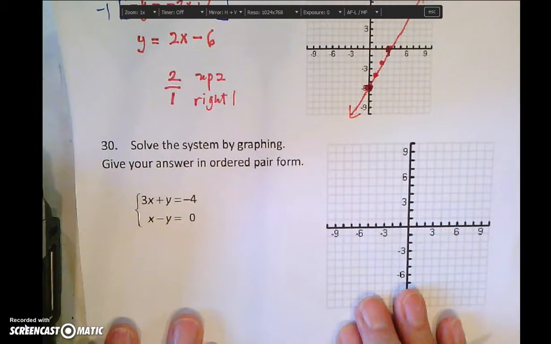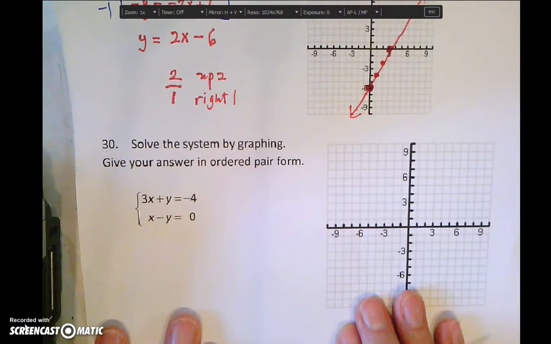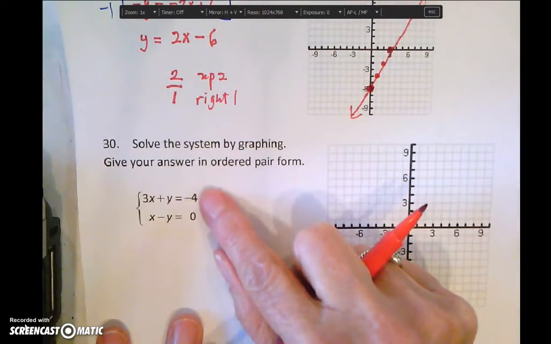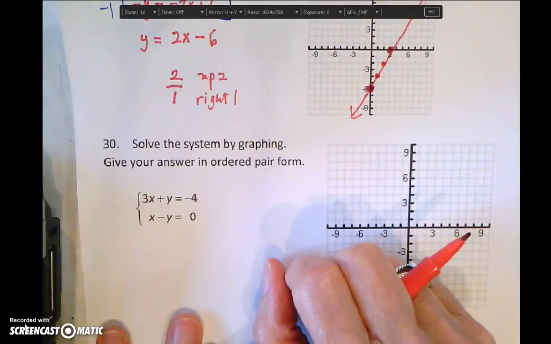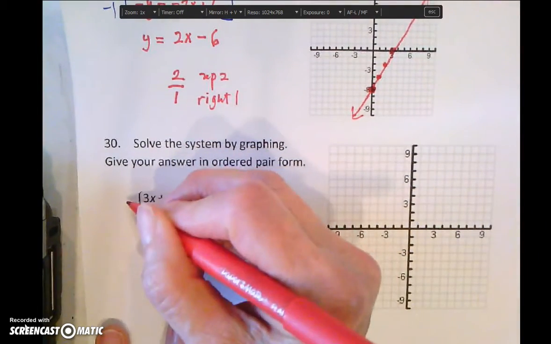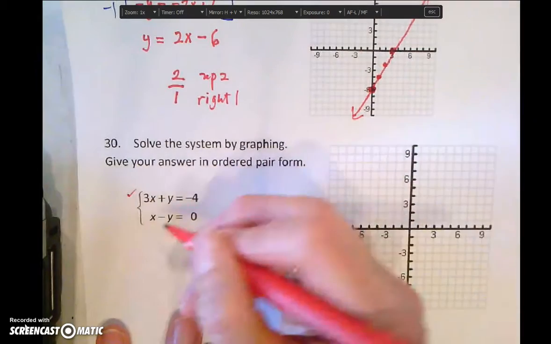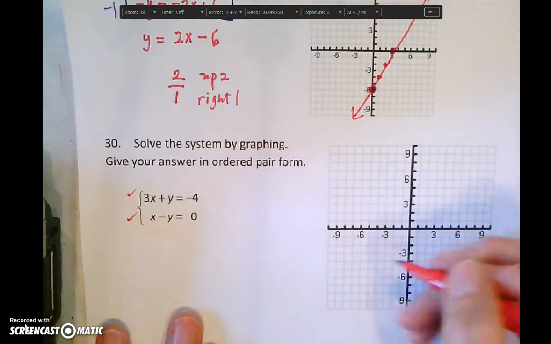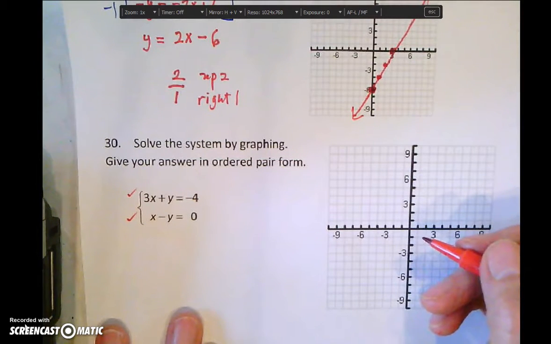All right, so for 30 here, I have 3x plus y is negative 4, x minus y is 0. I am supposed to solve this system, so these two equations, by graphing and give your answer in ordered pair form. So that means that I'm going to first graph the first line, and then I'll graph the second line, and I'll put them both over here on this graph, and I'm going to look for where they intersect.